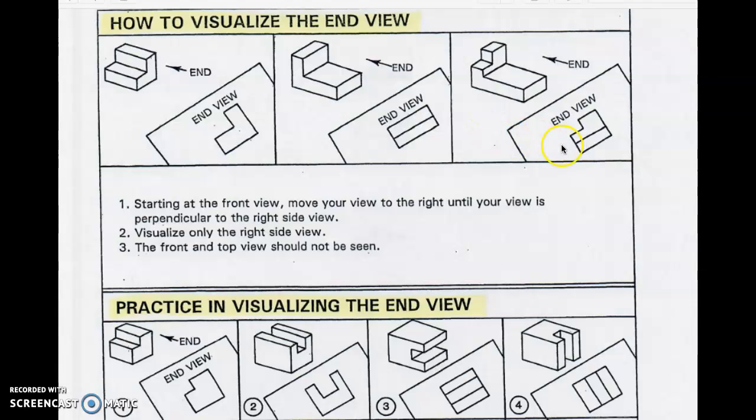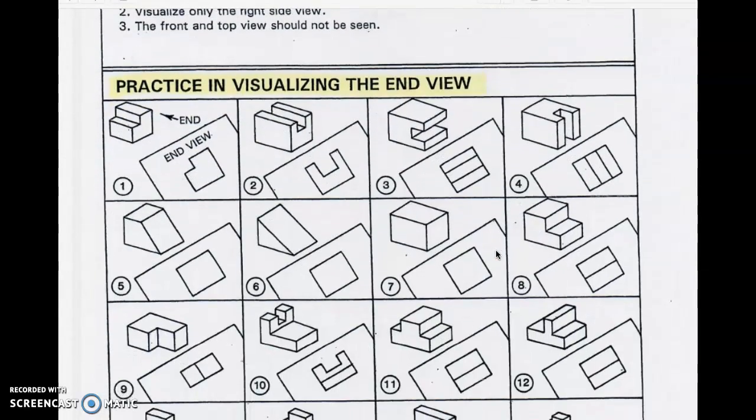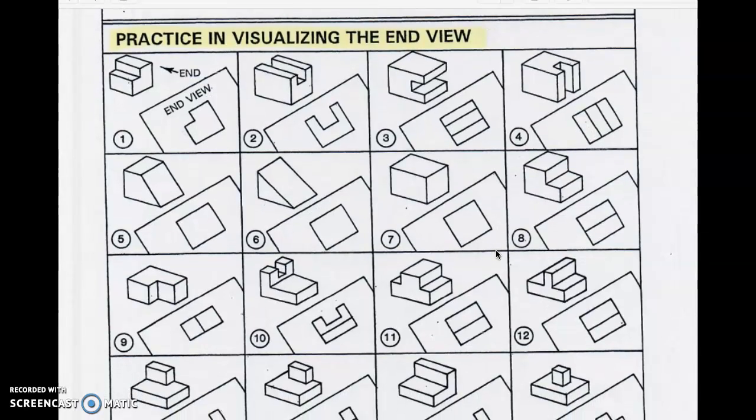And then we might find some more intricate shapes where now we're stacking rectangles on top of other rectangles, or rectangles with some type of backwards notched plane. Either way, we only need to find the right side view. In the next section here, it's going to ask you to look at and practice visualizing the end view.